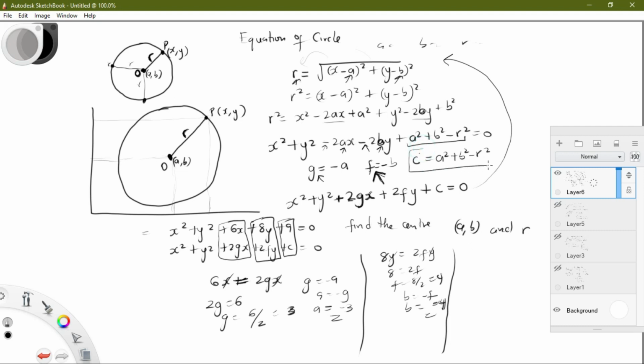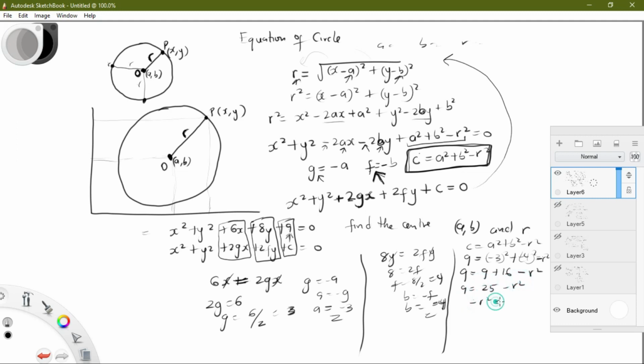Remember this. We can use this equation since we have almost everything we need. We know that c here is 9, according to what I did here. So c equals a squared plus b squared minus r squared. c is 9, a is minus 3 squared, b is minus 4 squared, minus r squared. So this is 9, this is 3 times 3, 9, 4 times 4, 16, minus r squared.